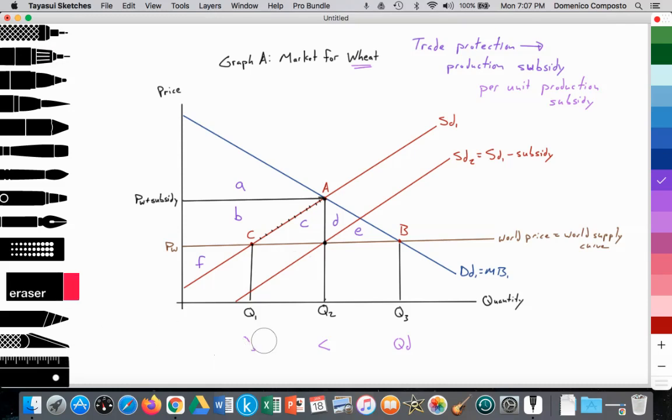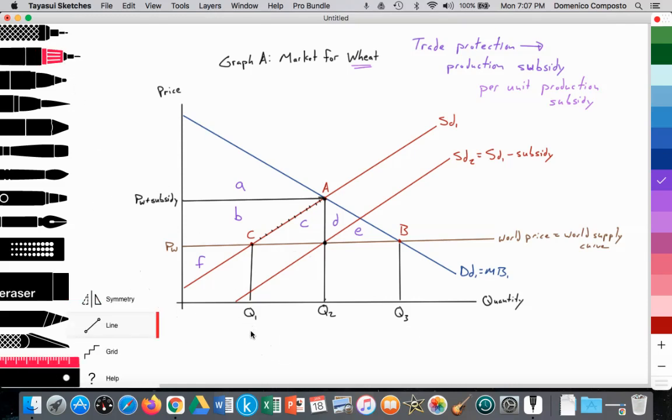All right, and perhaps we can just emphasize that just slightly. So we have imports before. Later, we're going to see imports after the subsidy. Okay, there we go. So Q3 minus Q1 represents the imported wheat coming into this particular nation.